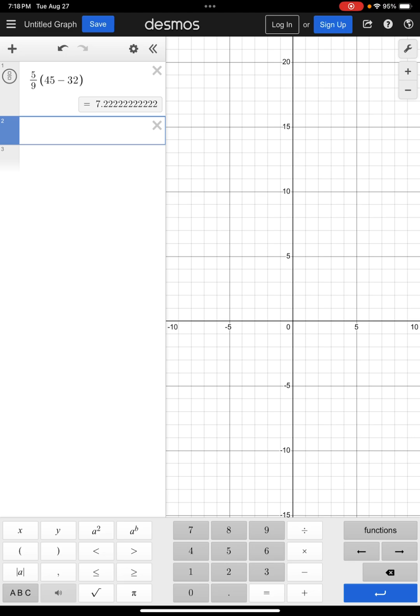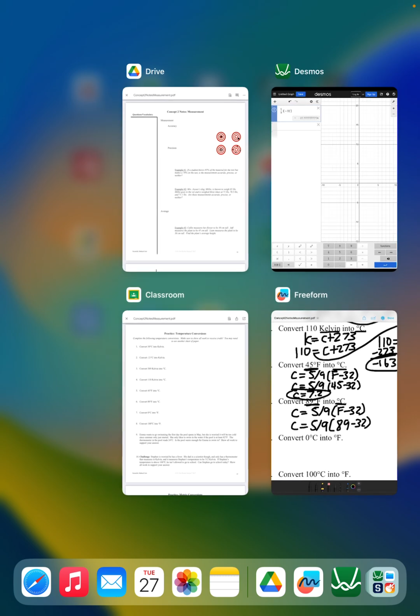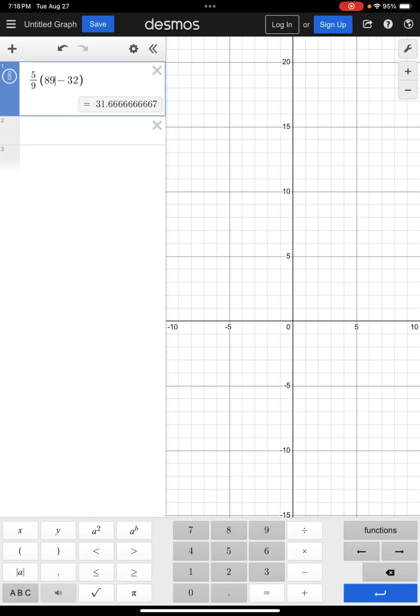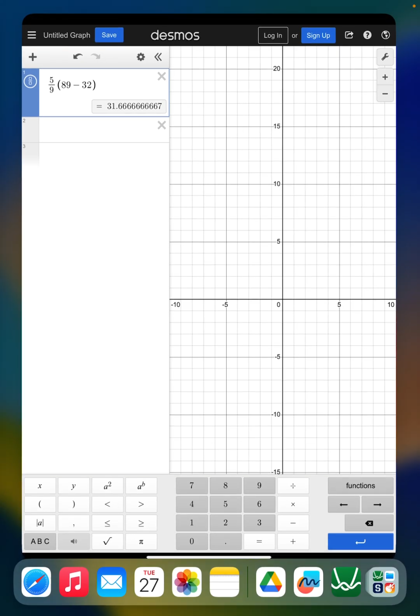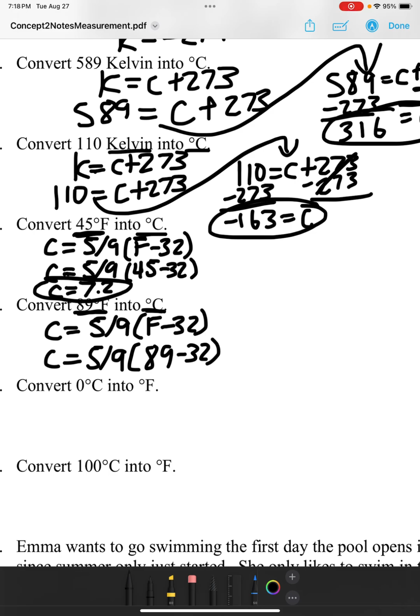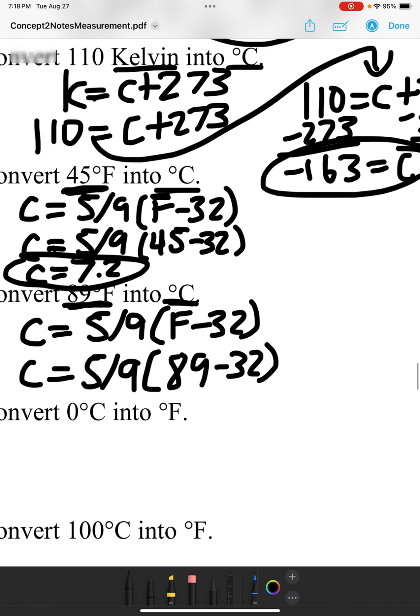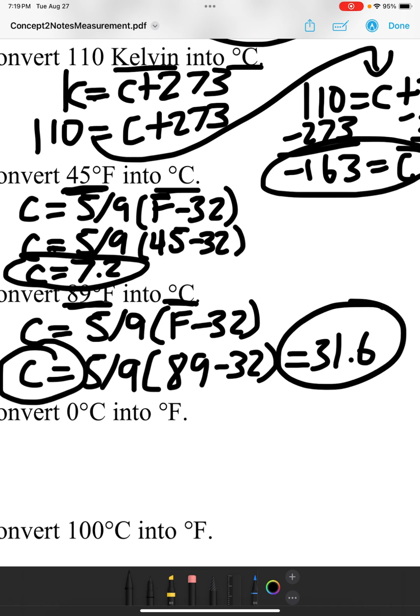So, since I already have it typed in once, I can just click up to the one that I typed in before, hit the backspace arrow in the bottom right, and replace that number with 89 this time. Okay, so that gives us 31.6 repeating, and you could either just write that as 31.6 degrees, or you can round that to 32 degrees. I'm going to write it as 31.6 degrees. So the answer is that in degrees Celsius it is 31.6 degrees.